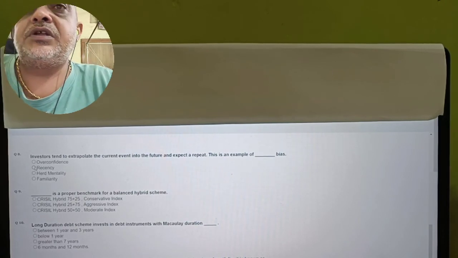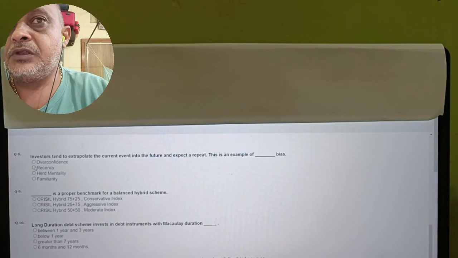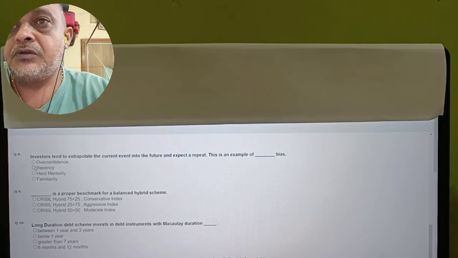Investors tend to extrapolate the current event into the future and expect a repeat. This is an example of what kind of bias? Overconfidence, recency, herd mentality, familiarity. Recency.